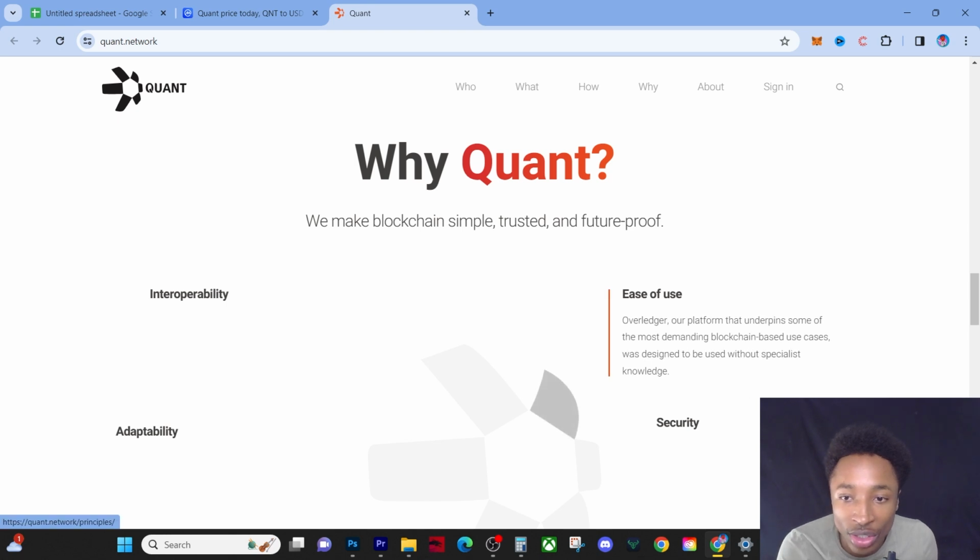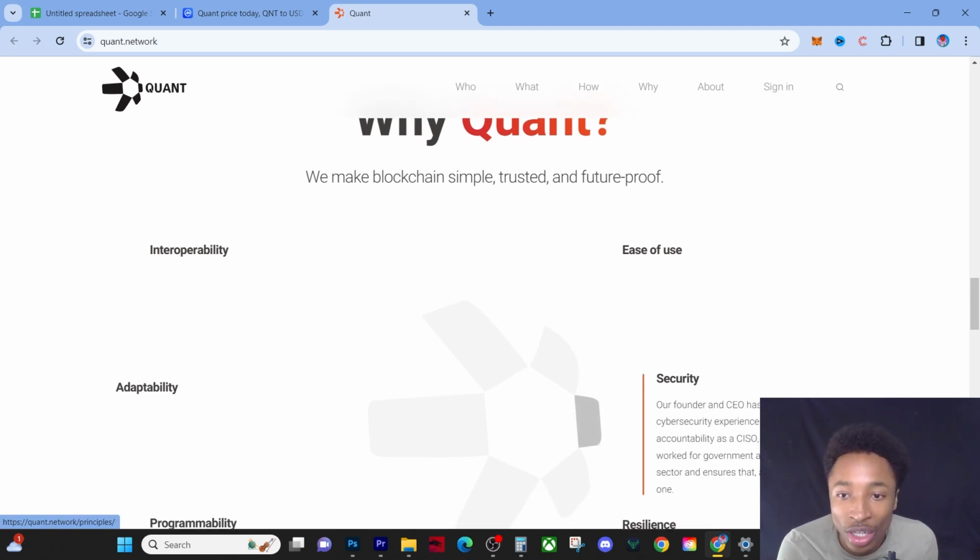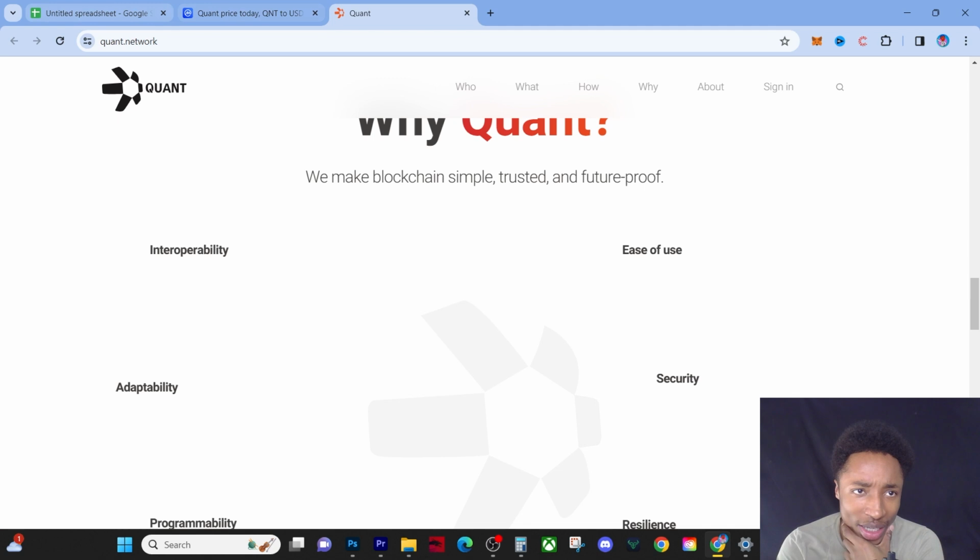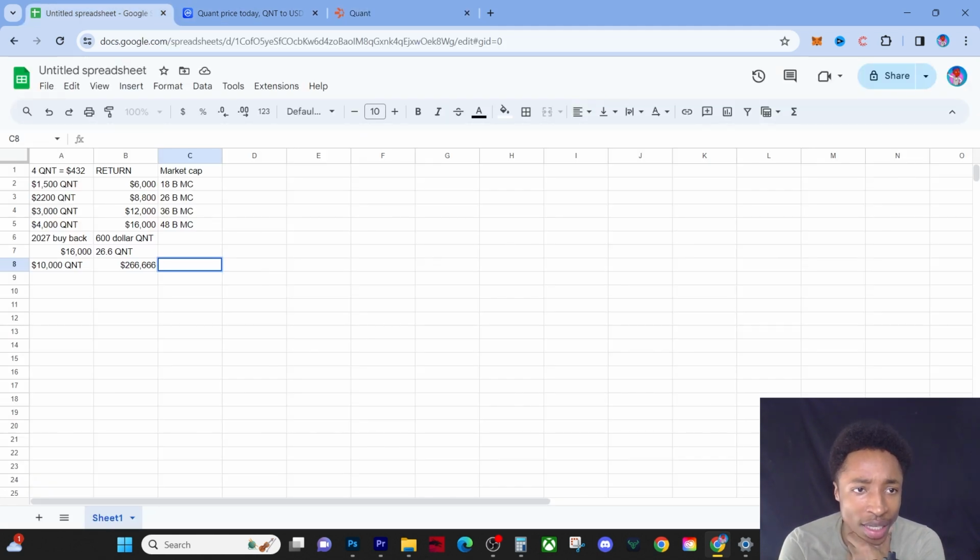Now there's one more thing I want to read, just so you know you're not dealing with a funny coin, a poo coin, an S coin, or a trash coin. This is actual great technology. Our founder and CEO has more than 20 years of cybersecurity experience and C-level accountability as a CISO, a CIO and a CTO. He has worked for government as well as the private sector and ensures that Quant's security job is won, okay? So at the end of the day, let's get straight into the spreadsheet.